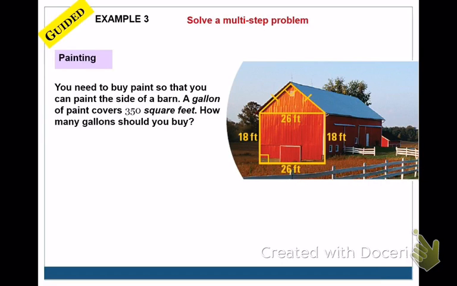Well, we don't know how to find the area of a pentagon. So what we can do is break this up, and you can see that it's already been done, into a triangle and a rectangle. Right? So, first things first, we need to find the area of the rectangle.